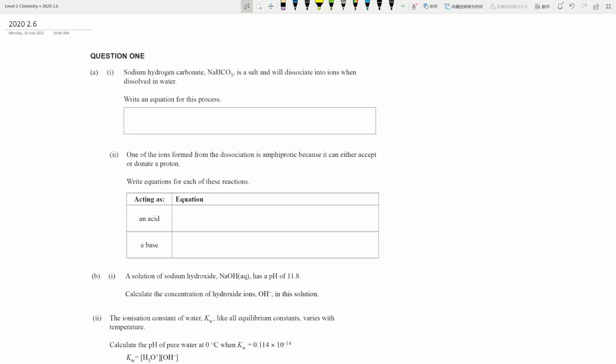We are going to go through the 2020 NCEA Level 2 2.6 examination today.